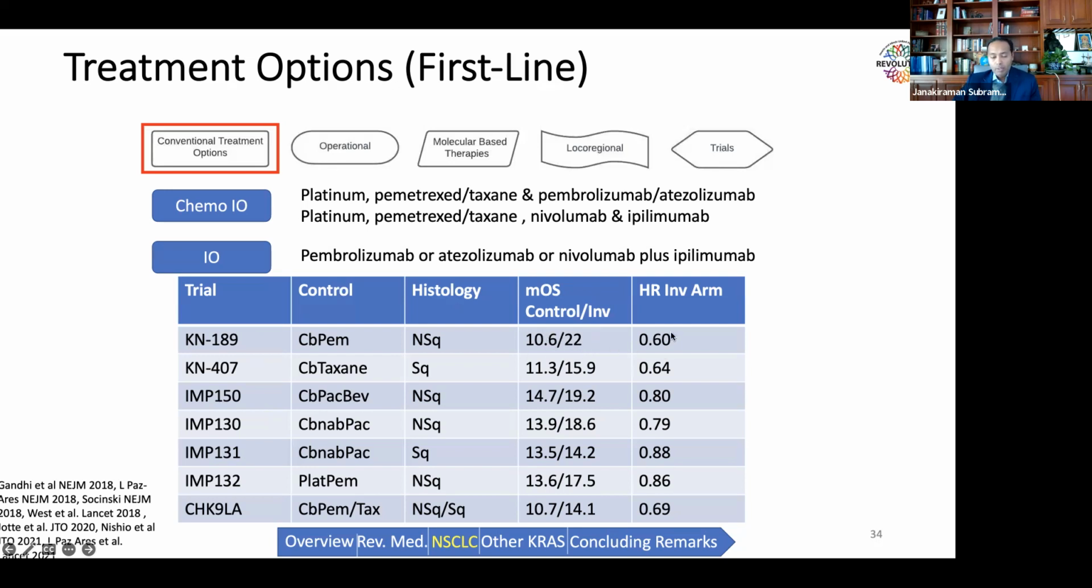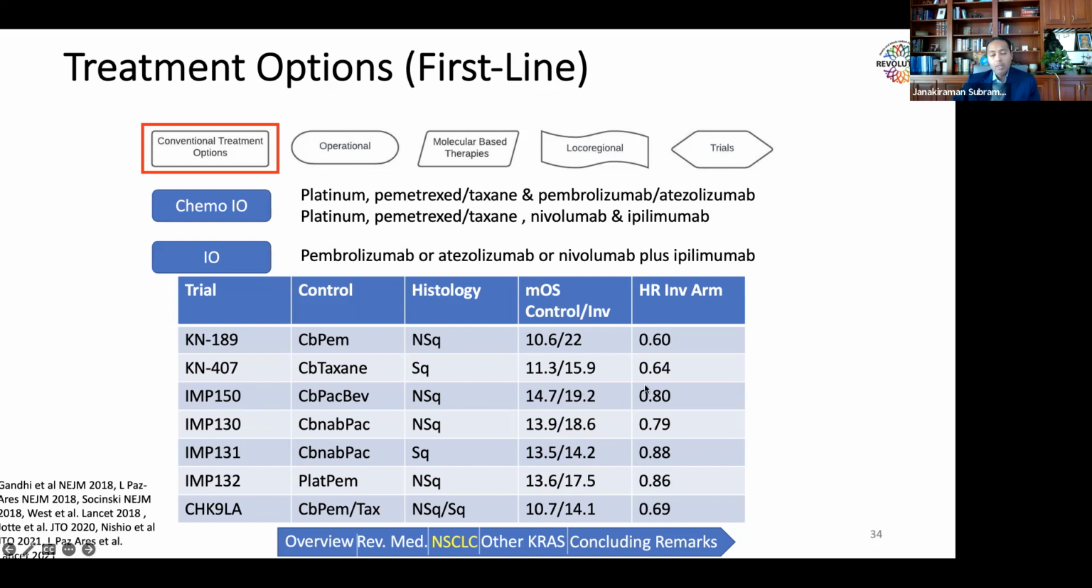And if you look further down the table, particularly at the non-squamous population, which is IMpower 150, IMpower 130, and IMpower 132, most of them have a similar, though not as high, median overall survival as we've seen, anywhere between 17 to 20 months, and the hazard ratios are similar or slightly higher.